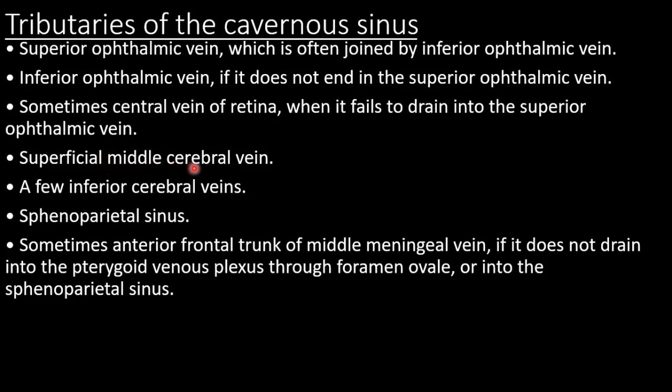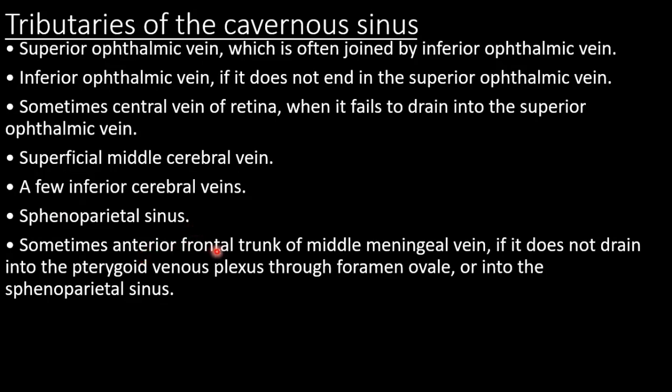Also, the superficial middle cerebral vein. Remember, the superficial middle cerebral vein communicates with the superior sagittal sinus via the superior anastomotic vein of Trolard. Also, it communicates, I think, with the transverse sinus via the inferior anastomotic vein of Labbe. Please correct me. A few inferior cerebral veins also drain into the cavernous sinus. The sphenoparietal sinus will drain into it.